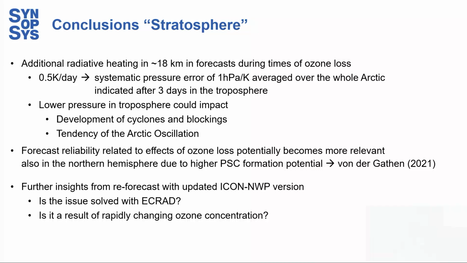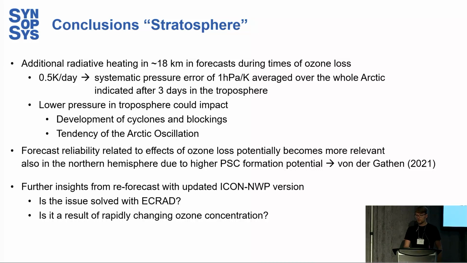To draw some conclusions on that one, we have this additional radiative heating at 18 kilometers. We see something like 0.5 kelvin per day and have some indications of 1 hectopascal per kelvin, which is not much, but it's over the whole Arctic. So if we look at specific cyclones or something like that, although I still don't know exactly how I should do that, it could be more. Yes, it could impact the development of cyclones, and of course, on that broad scale, also the tendency of the Arctic Oscillation, for example.